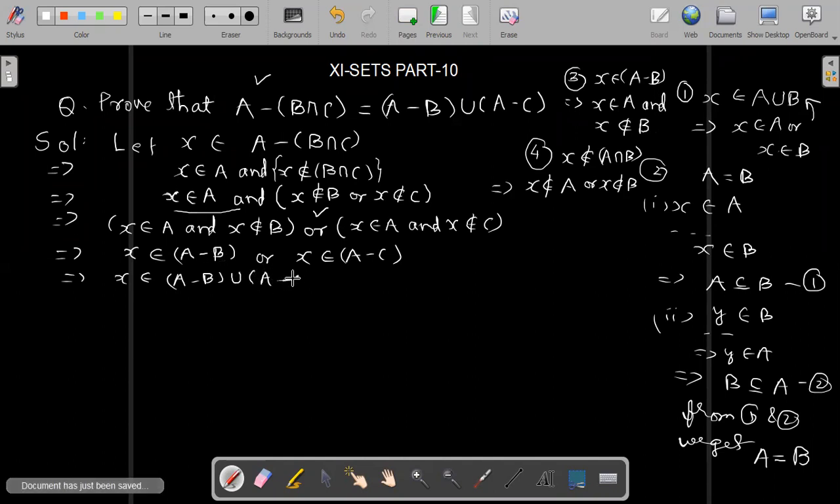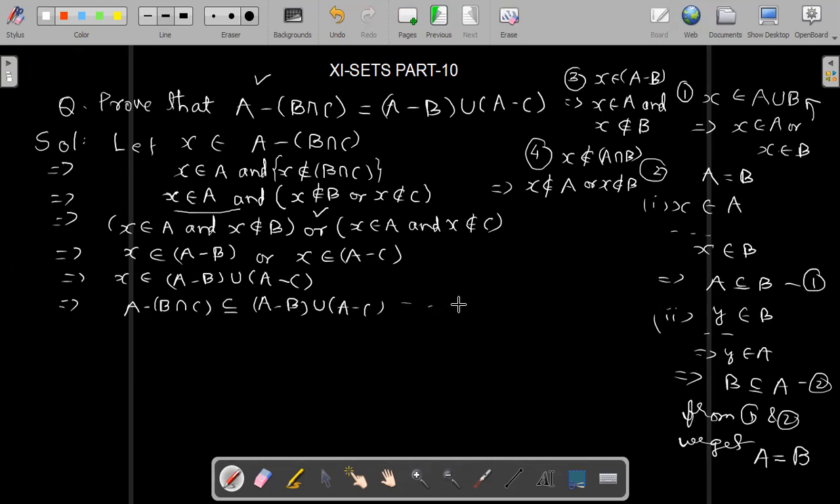Now you can see we got the right hand side, that is A minus B union A minus C. So this is what we have proved. Therefore, we got A minus (B intersection C) is a subset of (A minus B) union (A minus C). Okay, so this is our equation number one. As I told you, now we will do the second part. Now we will take the right hand side.